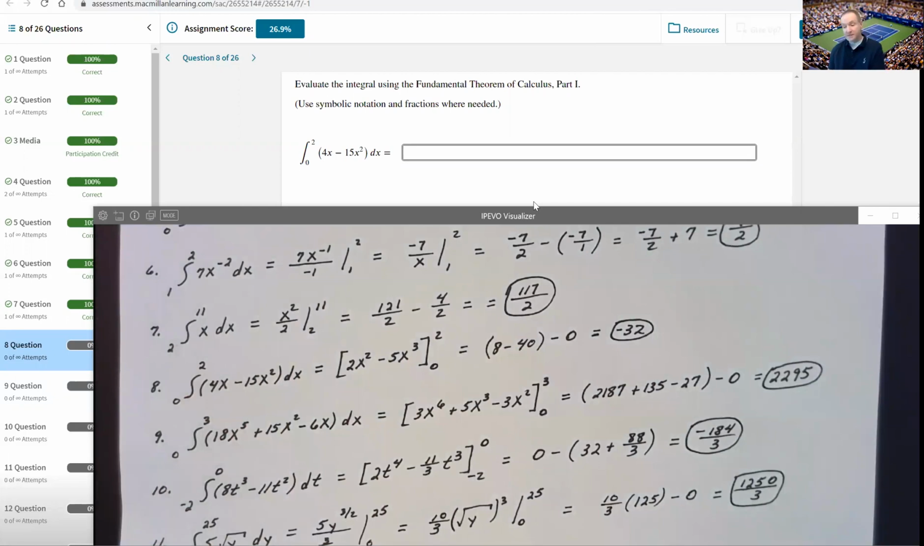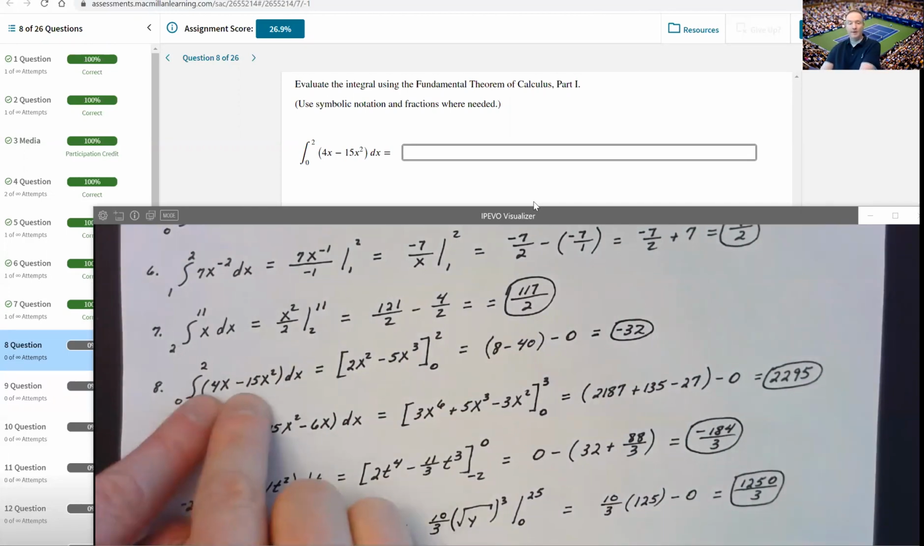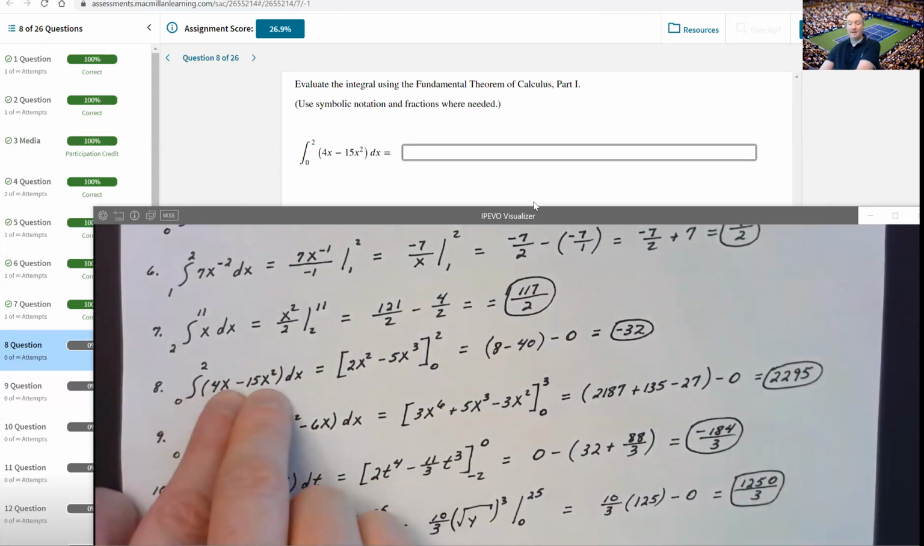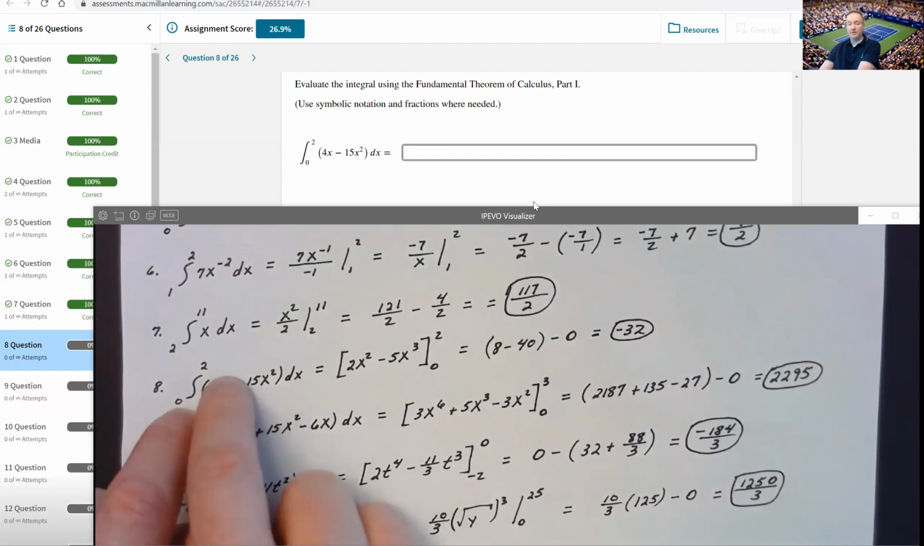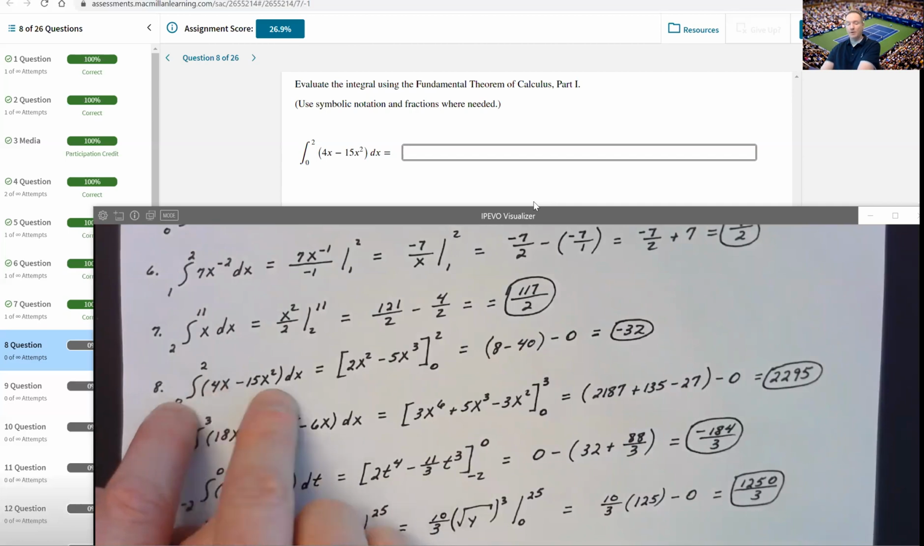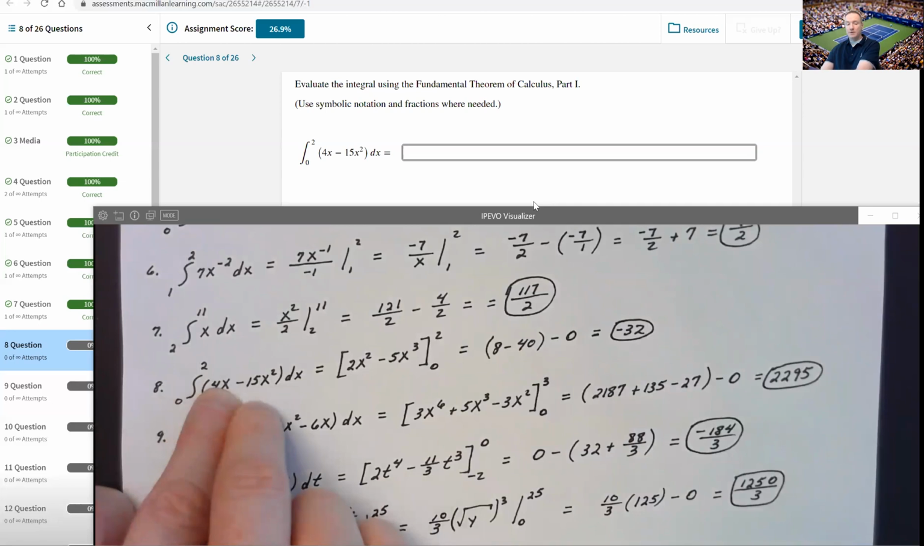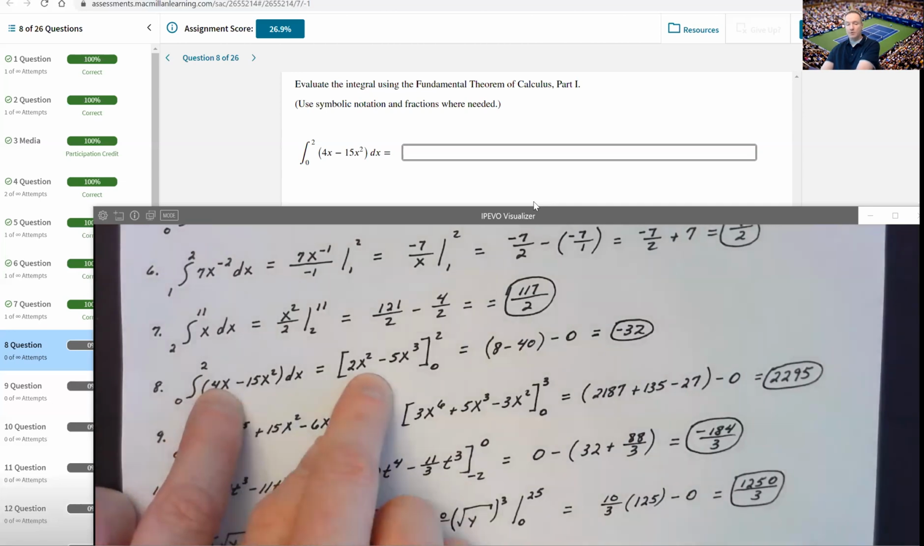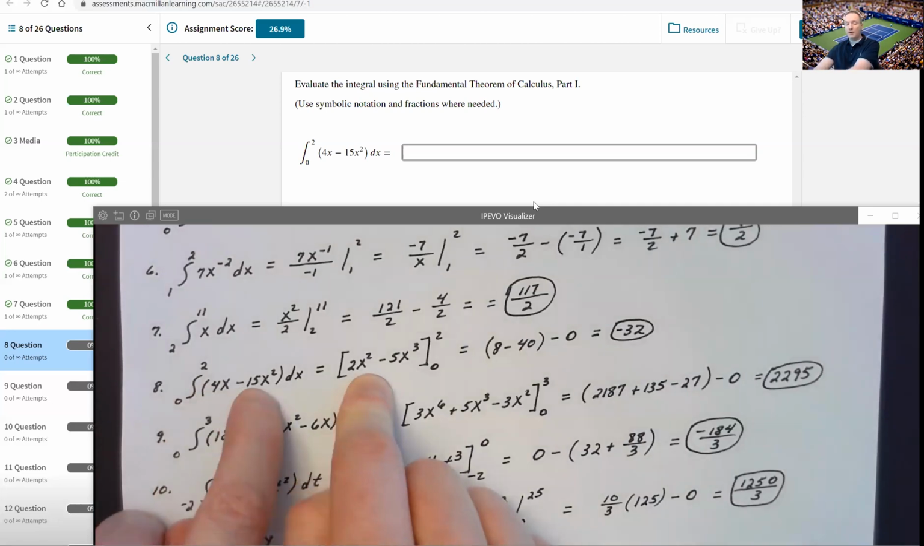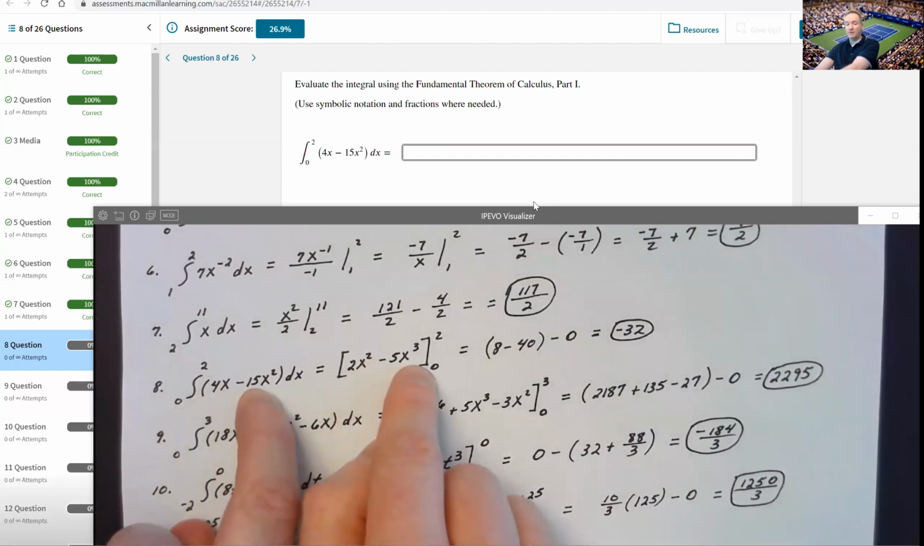So there's a few really quick problems in this assignment. Number 8, it's the same type of problem. We're given a quadratic inside of an integral evaluated from 0 to 2. So we're trying to find the area between 0 and 2 between this function and the x-axis. When I integrate both terms, the first term becomes 4x squared over 2, or 2x squared. The second one, you'd have 15x to the third over 3, which gives me 5x to the third.